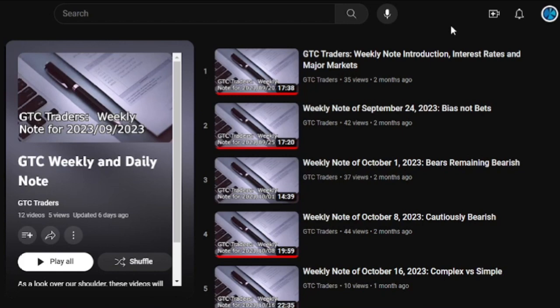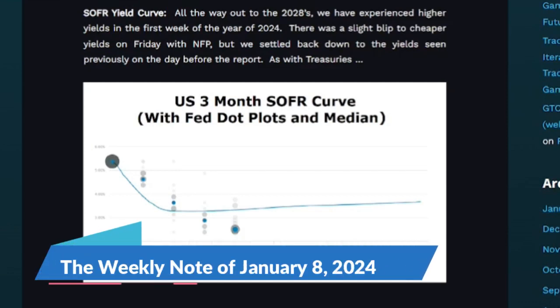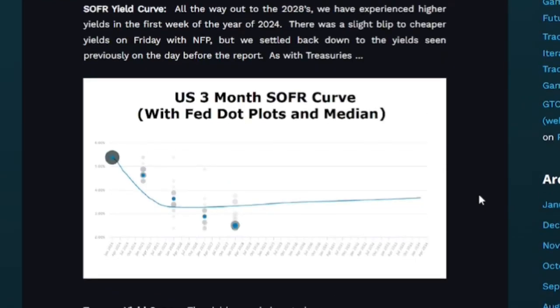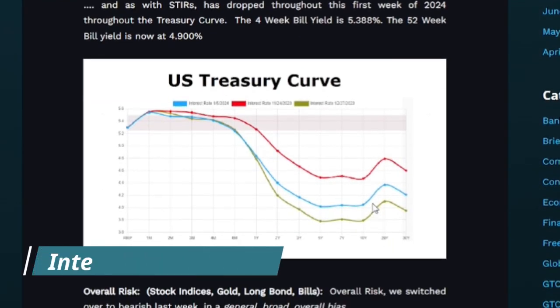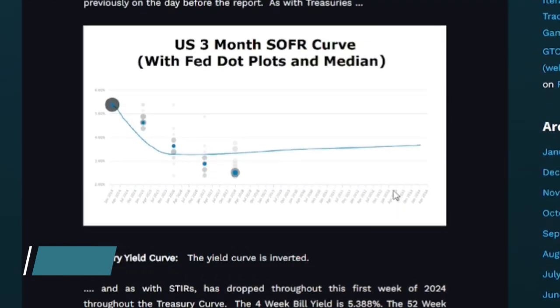And then, as usual, I yabber on about the vagaries of each week. This is the weekly note for January the 8th, 2024. This week I wanted to delineate something. Each week on the daily note, for the note portion, I always post the 3-month SOFR curve along with the Fed dot plots and the U.S. Treasury curve. The blue is where we are now, and then a couple of other dates like the last FOMC and the lows, and that puts us in where we're at now.